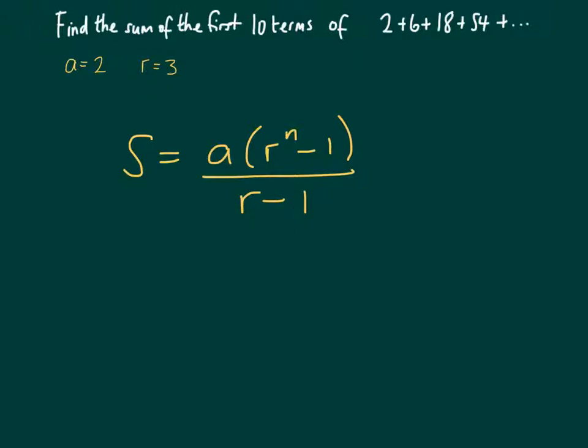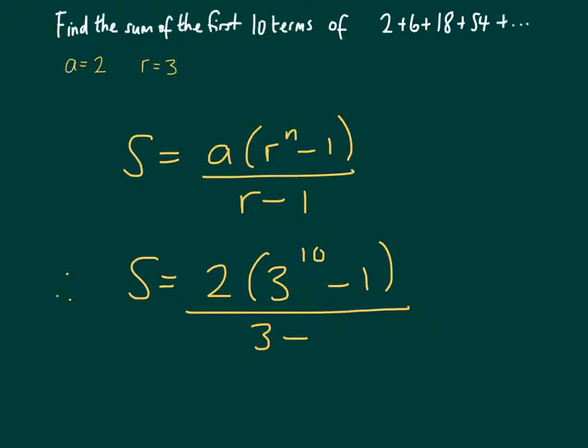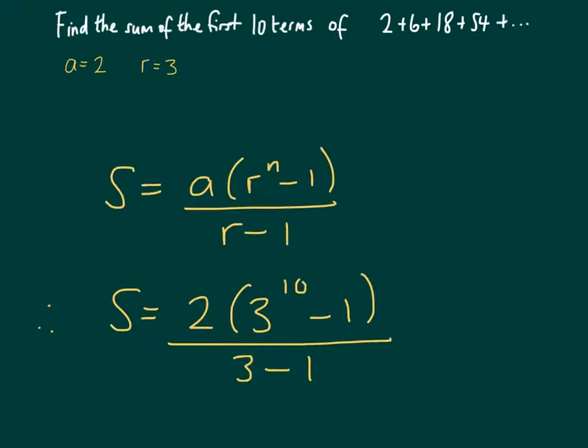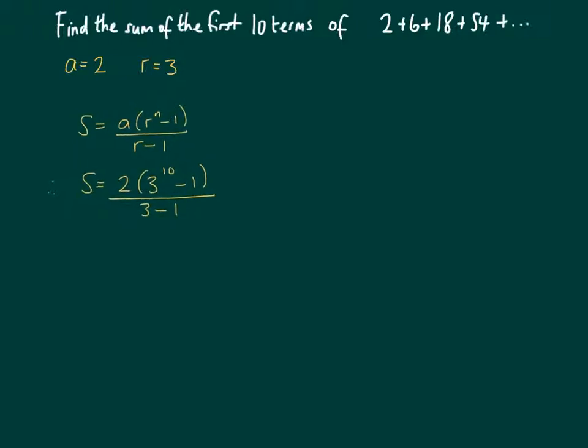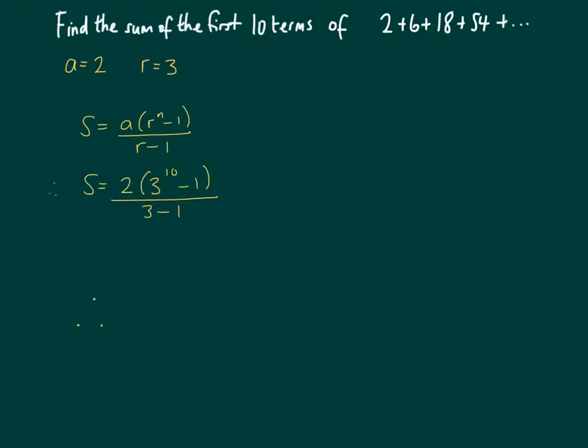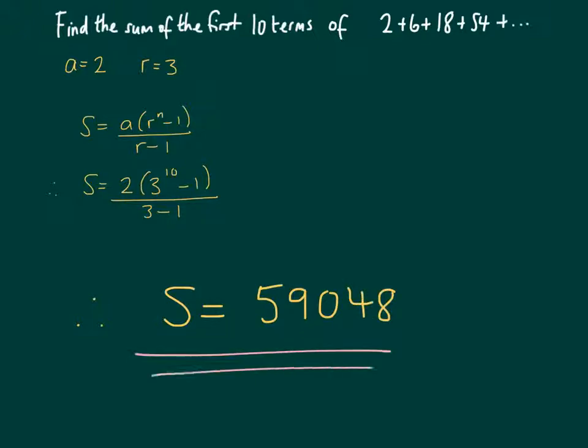Okay, so our sum is going to be equal to 2 brackets 3 to the power 10, because we want to find the sum of the first 10 terms, subtract 1, all over 3 subtract 1, and then just take that into a calculator, and that's it, done. This is such an easier formula to work with than the sum formula that you worked with in arithmetic series in core 1. So you put that into your calculator and that will give you the sum is equal to 59,048. Couldn't be easier. Let's do another example.